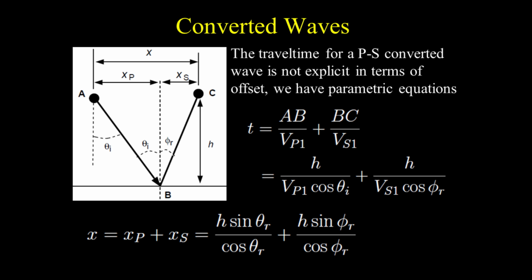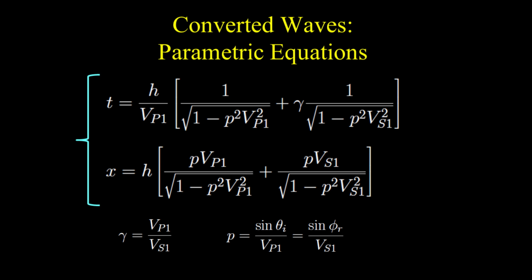So by using the diagram on your left, we derive here the two parametric equations. Here are the final parametric equations. Thus, while the travel time for a PS converted wave in these equations are not explicit in terms of offset, we can still relate travel time and offset by the use of the ray parameter P. In other words, the travel time curve for converted wave can be determined by picking a value for the ray parameter and calculating both the travel time T and the offset X for this value of the ray parameter.